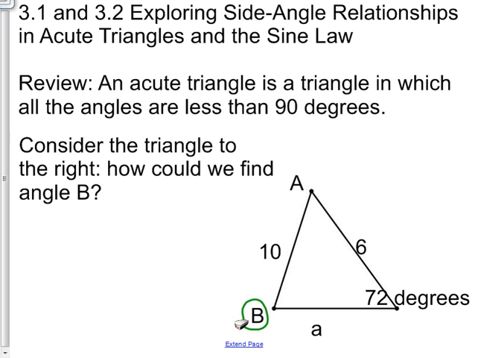Well, we can't use the primary trig ratios because we don't have a 90-degree angle, and we can't use the Pythagorean theorem because we're dealing with an angle. So there's really no way that we can find it. But we're going to prove this thing called the sine law.